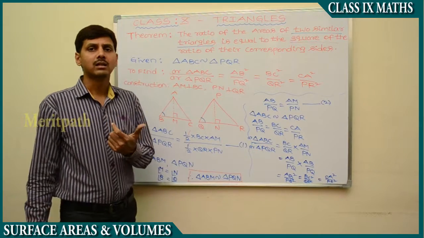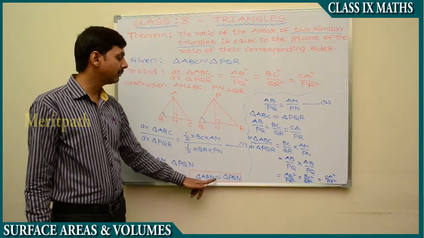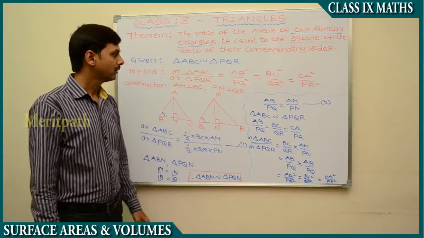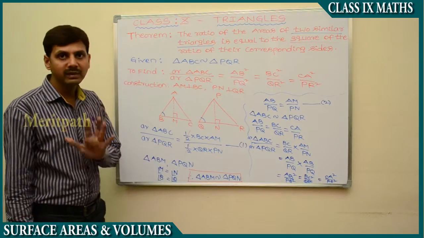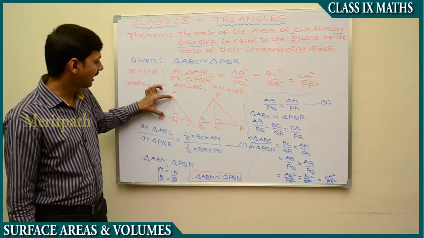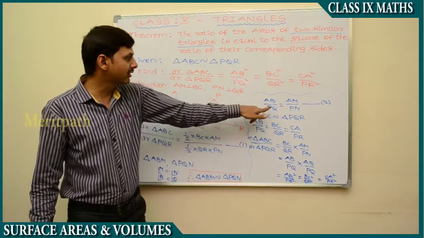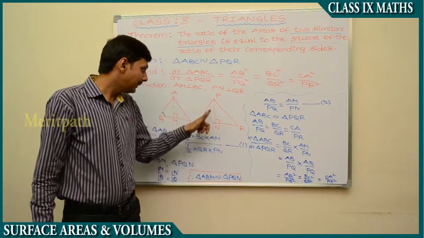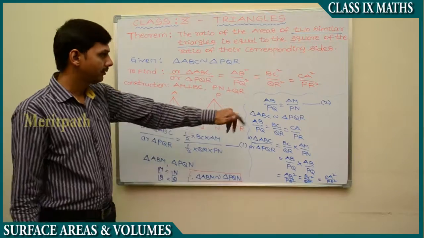Then using the AA similarity, these two triangles will be similar, triangle ABM and triangle PQN. From this, we can observe the corresponding sides will be in the same ratio in these two similar triangles. So triangle ABM, triangle PQN, AB by PQ is equal to AM by PN. So this is equation 2 we have taken.